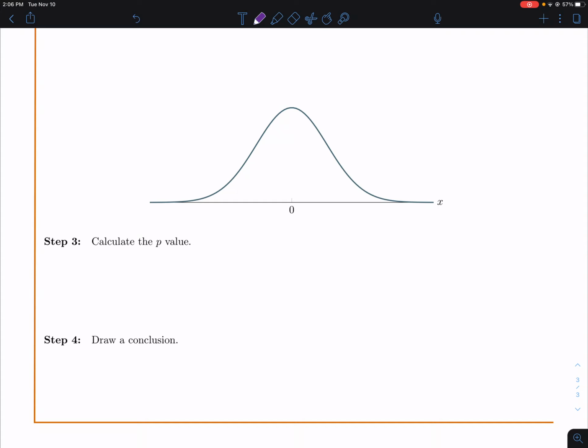So at this point, stop the video, practice that, and then when you're done, come on back and we'll look at 10.2, which is when the sigmas are unknown. So good luck.